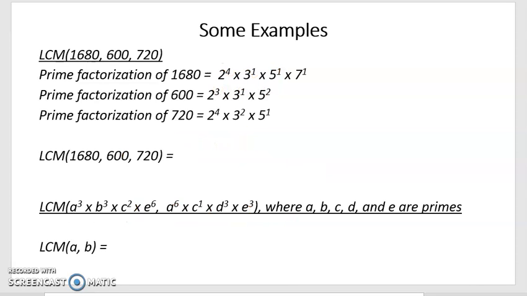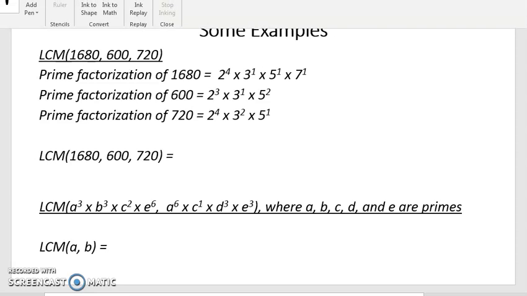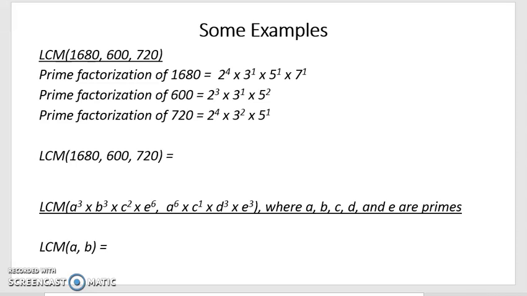As we do with the GCF, you can also use this approach to examine the LCM of more than two numbers. So suppose I'd like to find the LCM of 1680, 600, and 720. Find the prime factorizations first. 1680, for example, is 2 to the fourth times 3 times 5 times 7. I've got the prime factorizations for 600 and for 720. Find all three in this case. Then go through and list the prime factors in any of the three numbers.